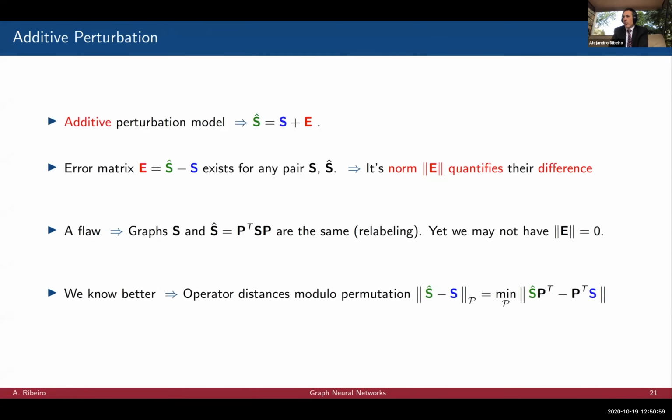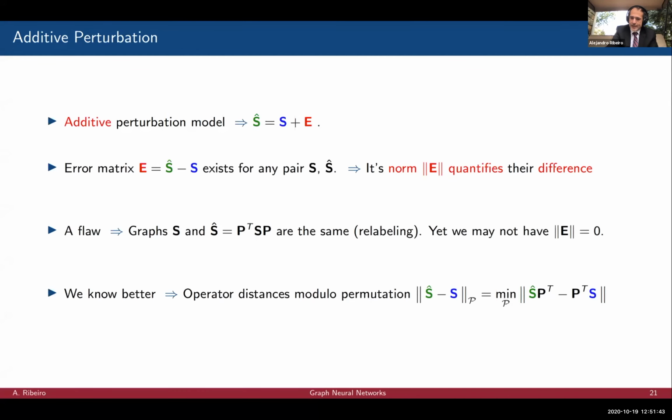Now, I want to study perturbations. So something that would be reasonable to do here, right, is to add an error matrix to S that would give me S hat. So for any E that I choose here, this will be the difference between the two shift operators. Therefore, the norm of E quantifies their difference. But this has a flaw, of course, right? Which is that we know that the graphs S and S hat, when they are permuted versions of each other, are the same. That's just a relabeling. Yet we would not have E equals 0.